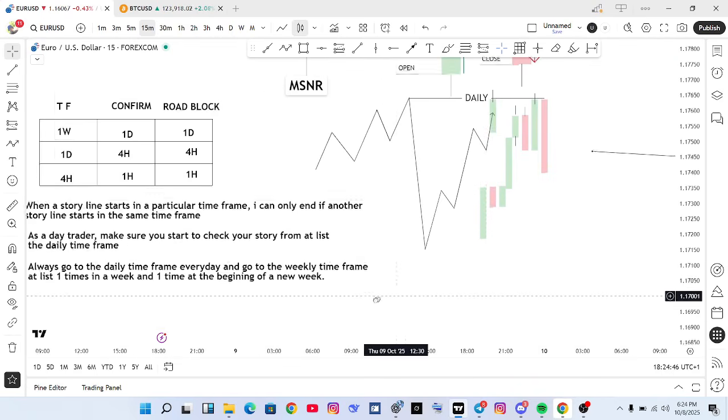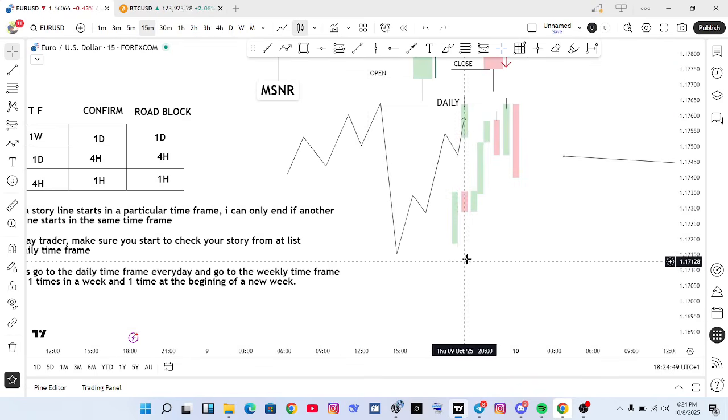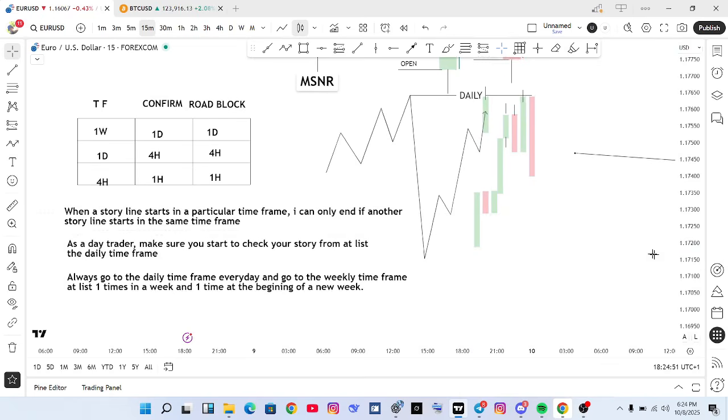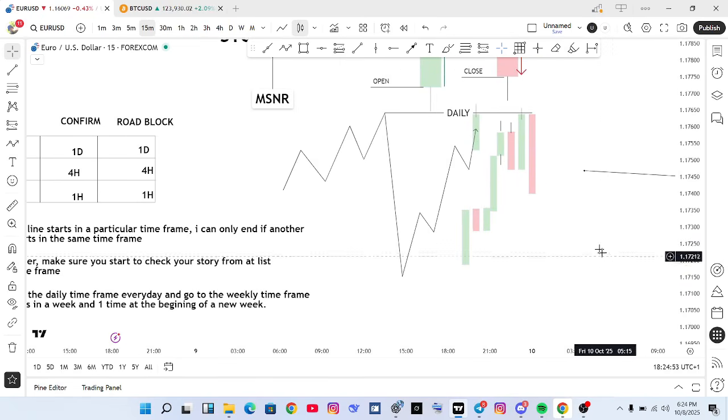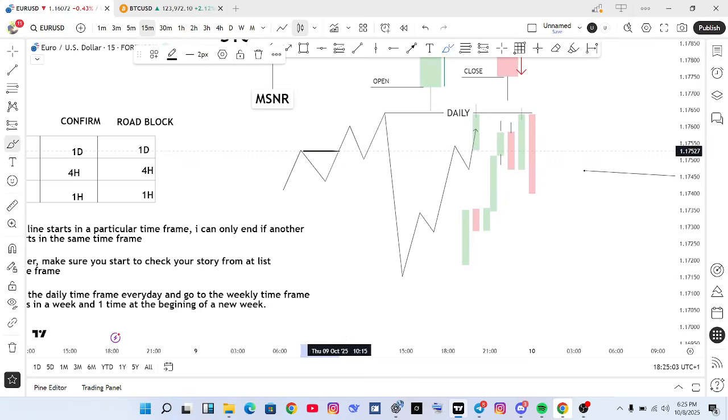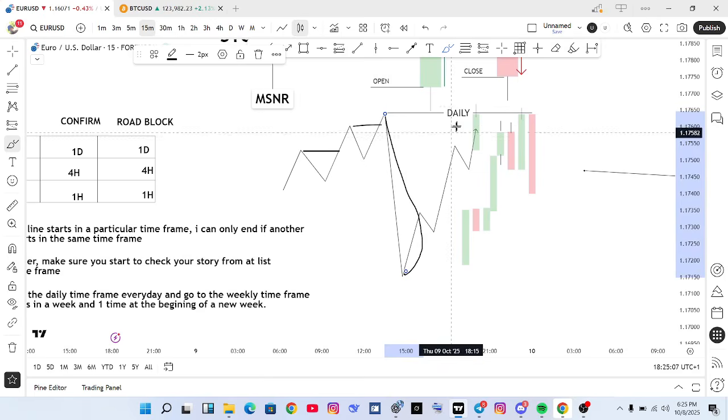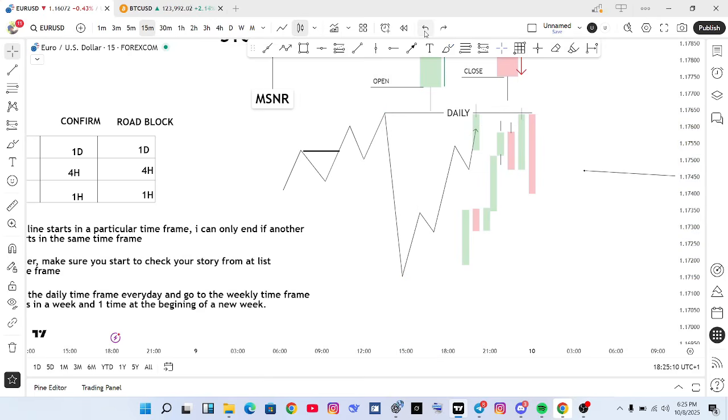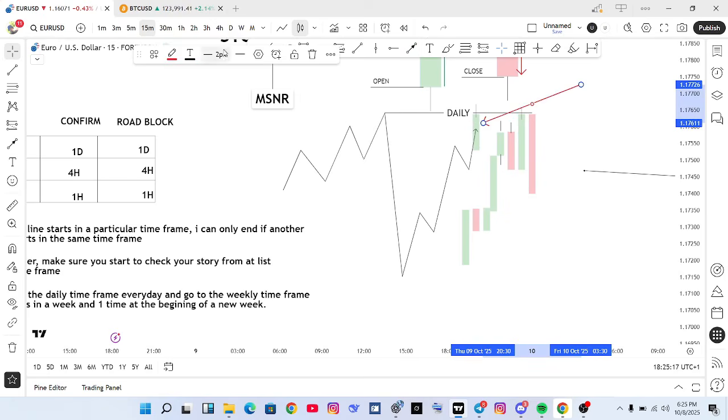So that is it. Now, I have a little example here on a daily storyline. So now, this is price. Price gave us a break of structure here, another break here, then went down, and now this price coming up. Now, this first touch you see here, where's my arrow? Let me use black.